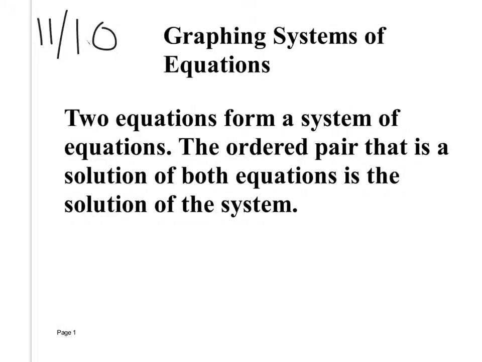Today we're doing graphing systems of equations. Two equations form what's called a system of equations. The ordered pair that is the solution of both equations is the solution of the system. Really all that means is where the two lines cross on a graph is the solution of that system, because that's where they're equal to each other.